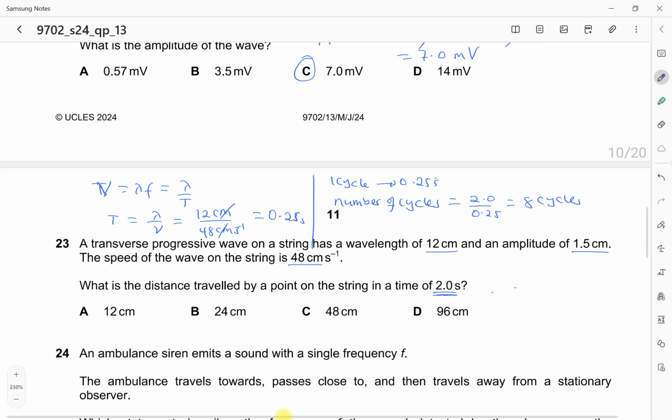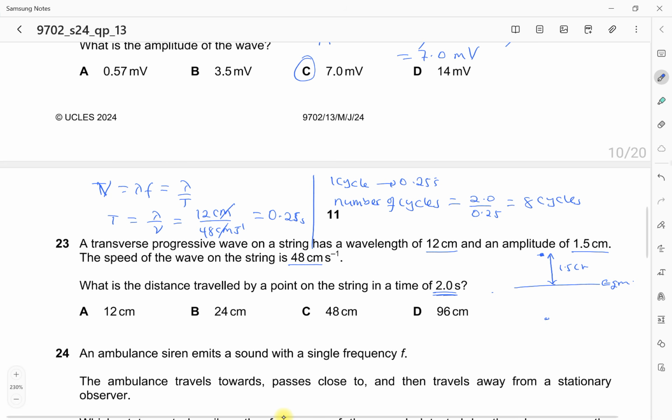Remember, for a particle, let's say this is the maximum point for the particle, and this is the minimum point for the particle, and this is the maximum displacement from the equilibrium position. This is equilibrium. So this maximum displacement is the amplitude, which is 1.5 centimeters.